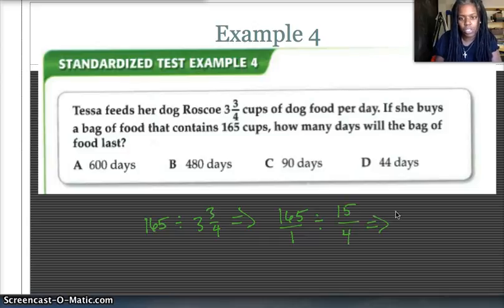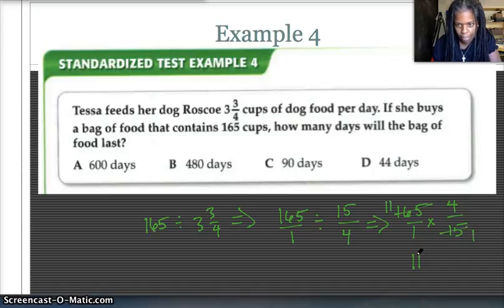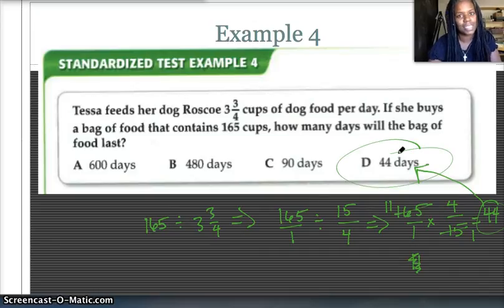Now my next step is to leave the 165 over 1, change the division to multiplication, and take the reciprocal of the number following the division sign. And now I'm going to do some fancy division. So 15 goes into 165, let's see, I think 11 times, if I'm not mistaken. So I'm going to cancel that out, put 11 here, and cancel that out and put a 1 there. So now my fraction is 11 times 4 over 1 times 1. And my answer is 44. And I feel really good because I see that as one of the answer choices. So the answer choice is D.